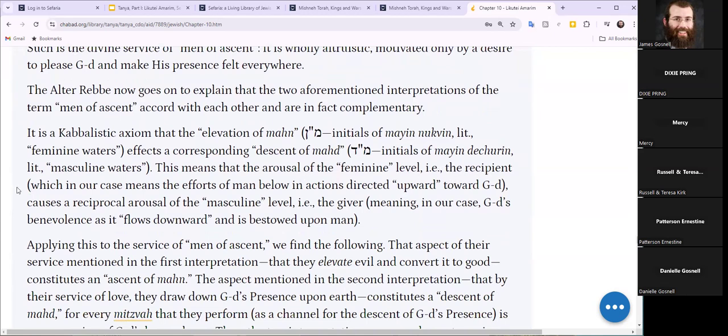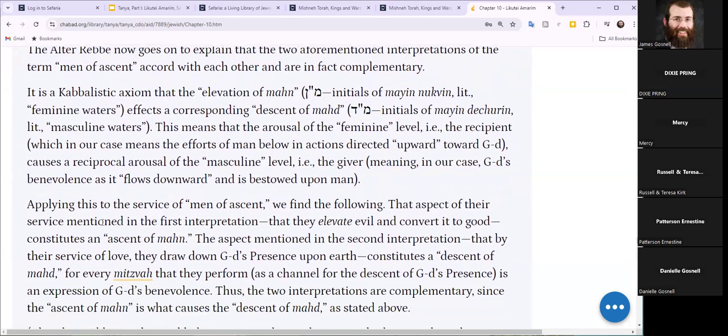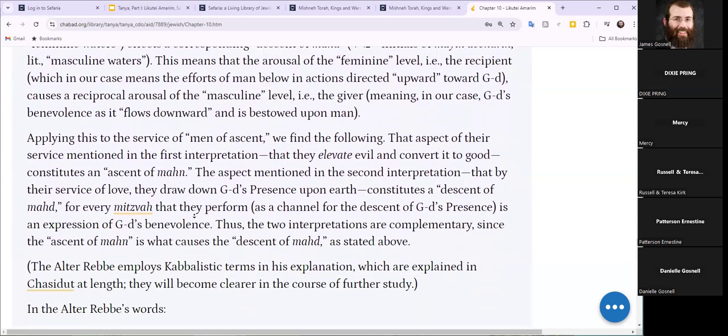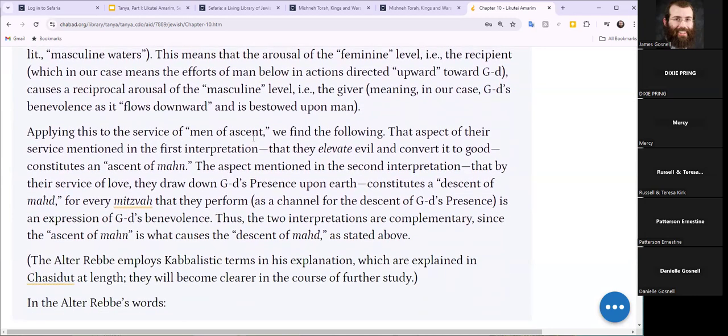This means that the arousal of the feminine level, i.e. the recipient, which in our case means the efforts of man below in actions directed upward towards God, causes a reciprocal arousal of the masculine level, i.e. the giver, meaning in our case, God's benevolence, as it flows downward and is bestowed upon man.